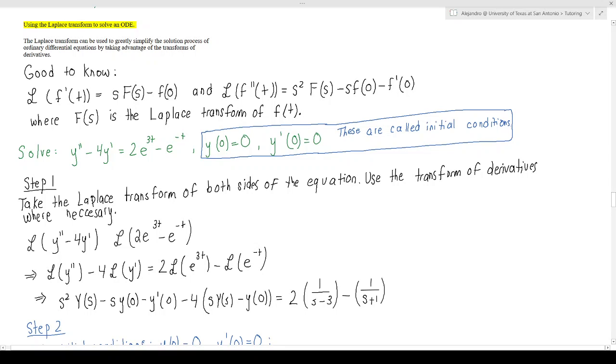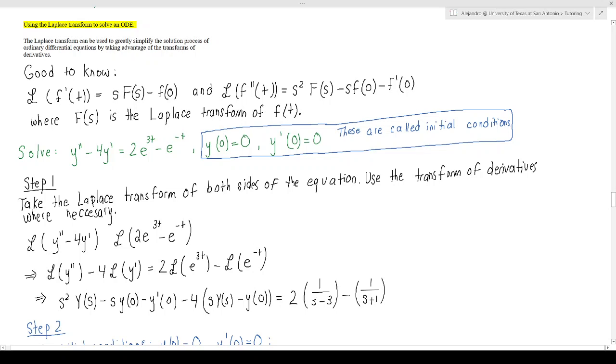Hello. So in this video, we're going to be talking about using the Laplace transform to solve an ODE. The Laplace transform is really useful in that we can actually solve an ordinary differential equation using it. And there are really two basic formulas that we need to know.